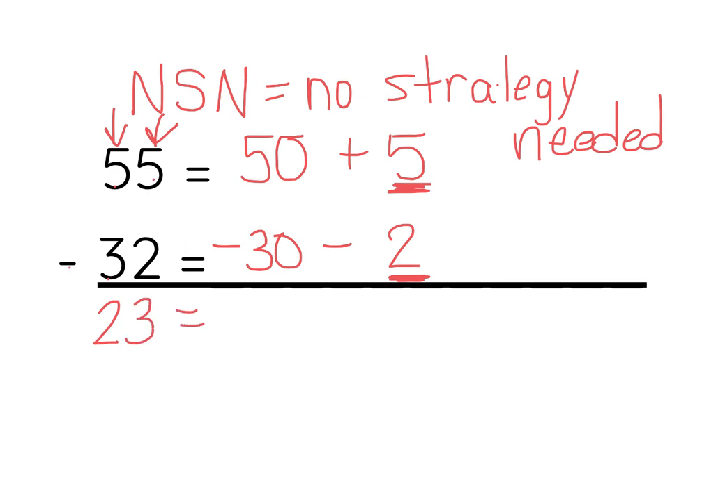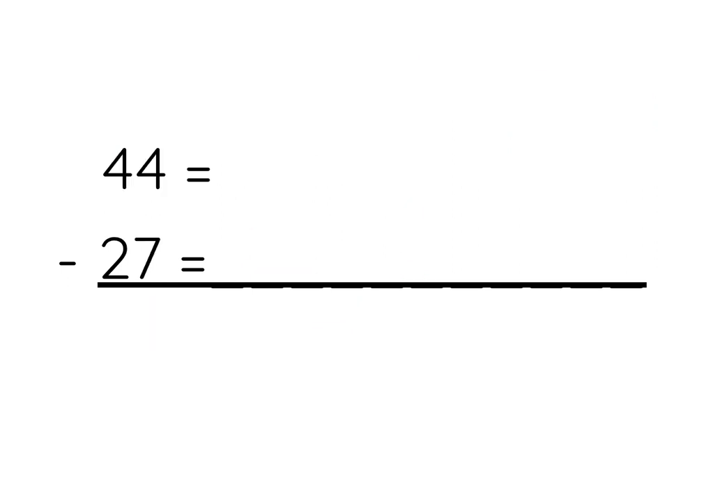Now, let's go ahead and do this. Notice we wouldn't have regrouped or renamed. So we would have just written 20 plus 3, because 5 minus 2 equals 3. So you always want to look at the problem before you get going.